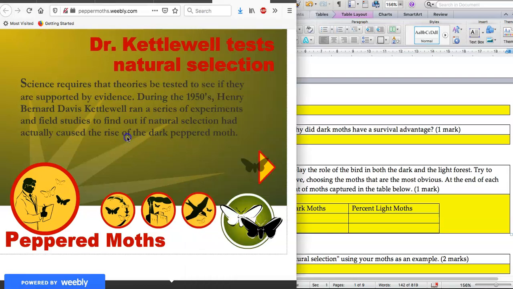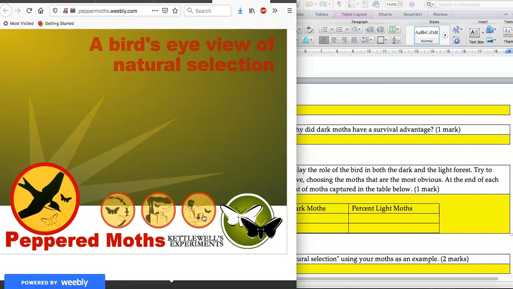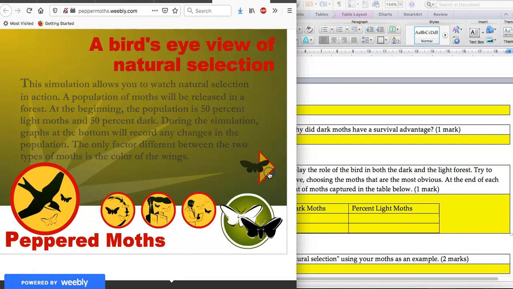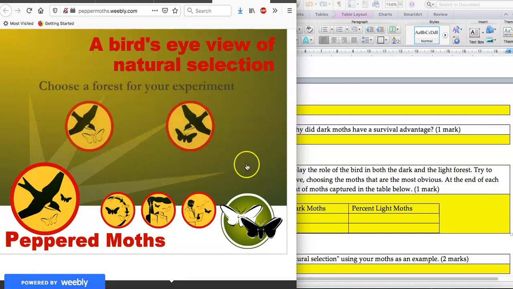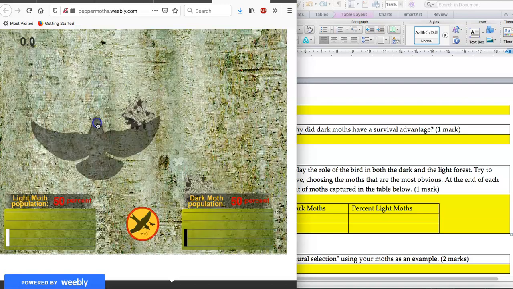I'm just going to quickly run through that one because I like playing it, and I'm a wonderful bird. So to get started, you just click through. And I'm going to go into the light forest first.